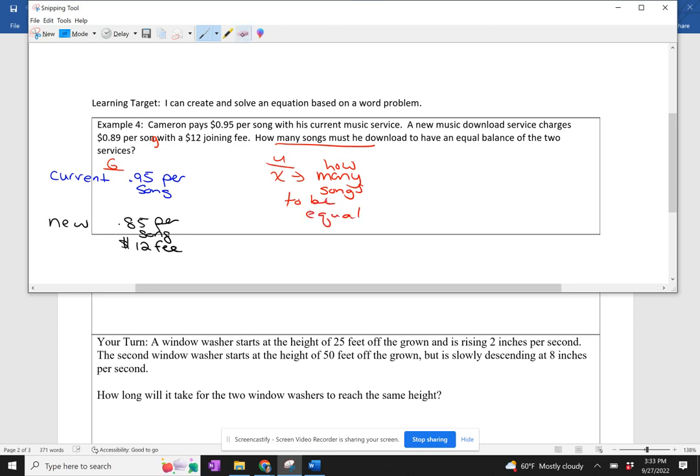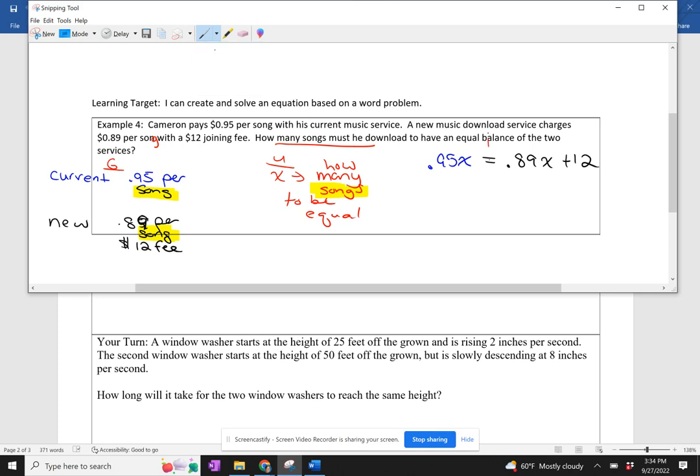So notice here we're talking about songs, and then in the current we're talking about songs, and in the new service we're talking about songs. So that actually helps us figure out what number goes next to x. So the 0.80, sorry, that should be 89 cents. I wrote that wrong. So 89 cents plus the one-time fee of $12.